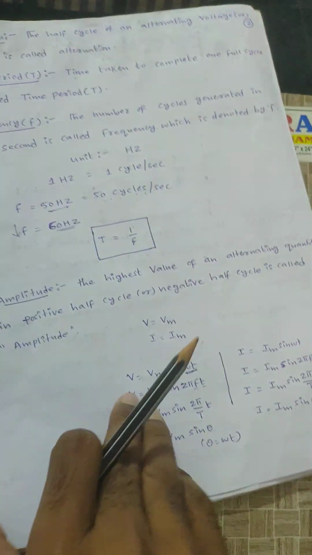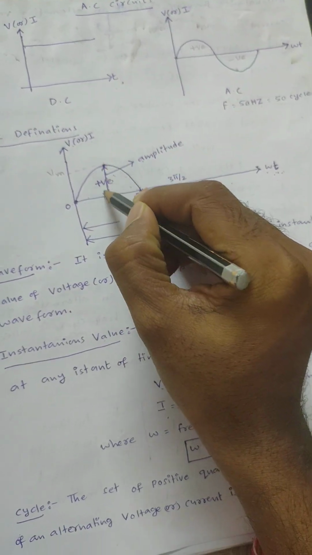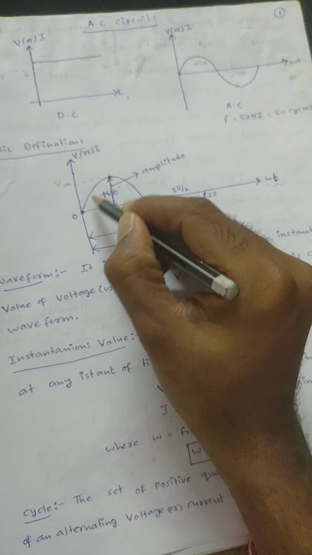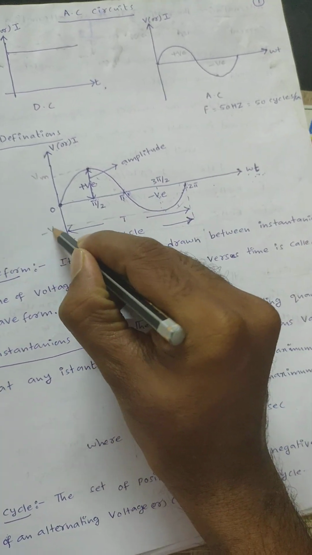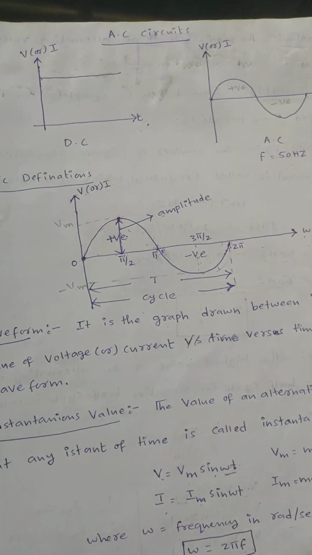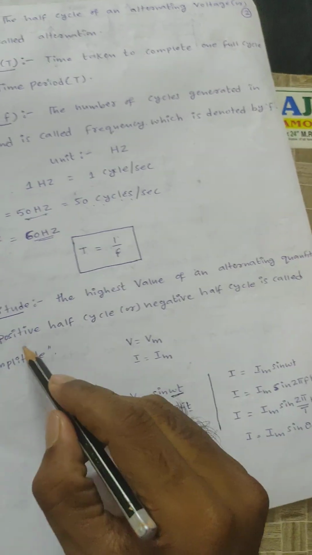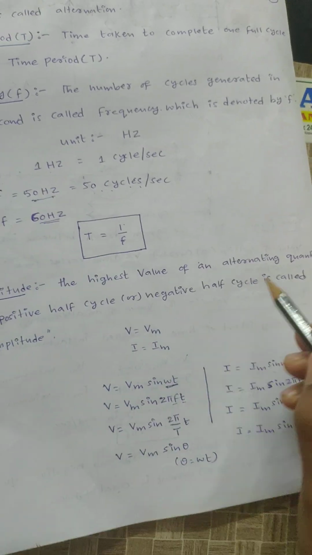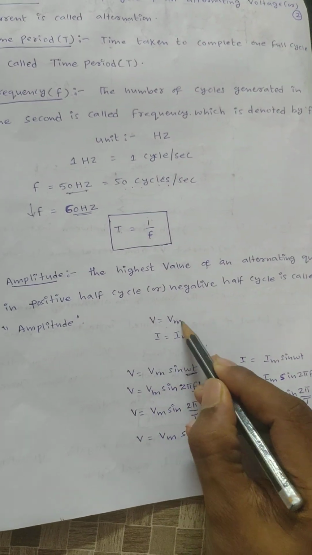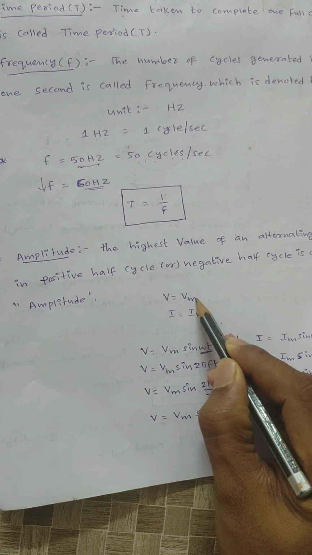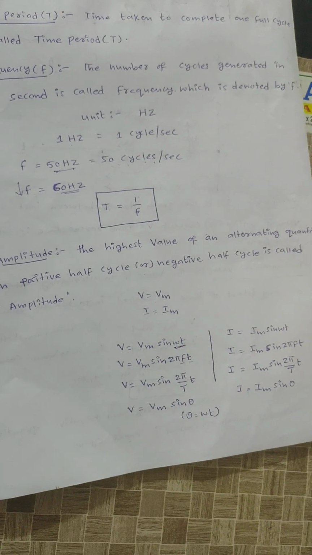Next, coming to amplitude. See here, amplitude is nothing but the highest value of an alternating quantity either in positive half cycle or in negative half cycle. Negative half cycle highest value will be minus Vm, from this waveform. That highest value is known as amplitude. V is equal to Vm is the highest value in case of voltage, I is equal to Im is the highest value in case of current.